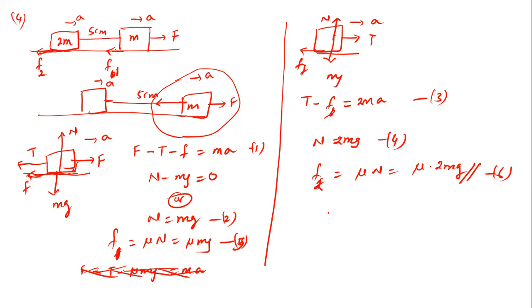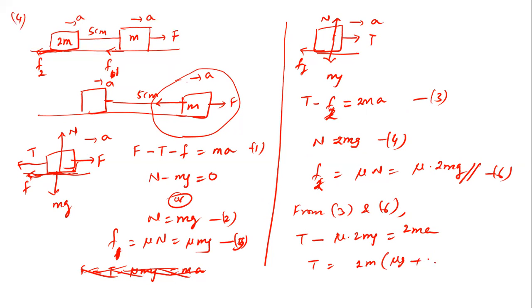Now how do we solve this? Towards it, let us take up this example. From 3 and 6, what do we have here? T minus F2. What is F2? F2 is nothing but mu times 2mg, is equal to 2ma. So T should be equal to 2m into (mu g plus a). We have got one equation. Now what have we got? If I am able to measure the value of acceleration, then I can find out the tension, right?